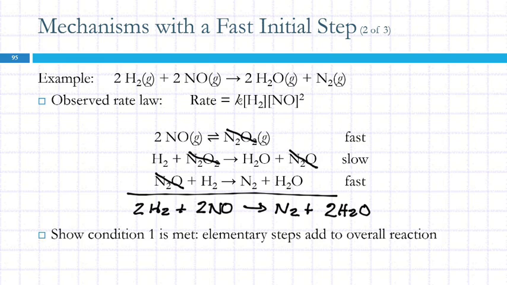Yes? So you can only go from 1 to 2 and 2 to 3, or can you go from 3 to 1? The steps would happen in this order. You couldn't do this step first, largely because this has an intermediate in it, and that wasn't present to start with. Yeah. Any other questions?